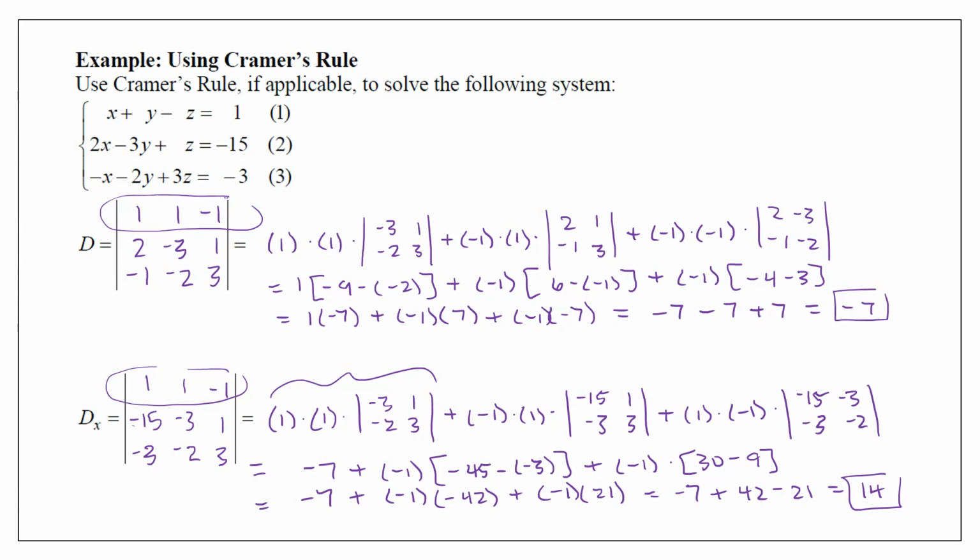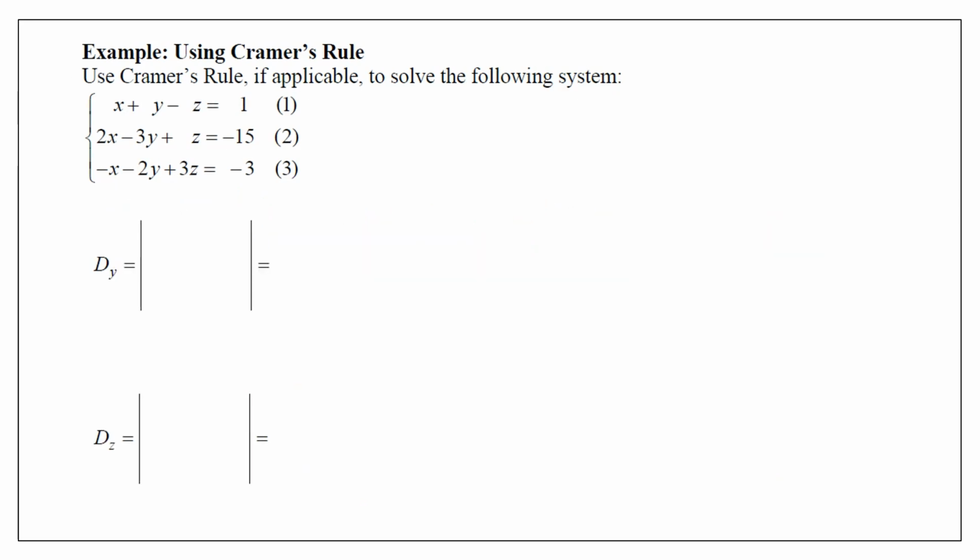Now let's find D subscript Y. We're going to do a similar process to what we did with D subscript X, where we change the coefficients for the y variable to the constants, and keep the coefficients for the x and the z variable the same. So the x column is the same, 1, 2, negative 1. These will be the constants, 1, 15, negative 15, and negative 3. Then we'll have negative 1, 1, and 3.